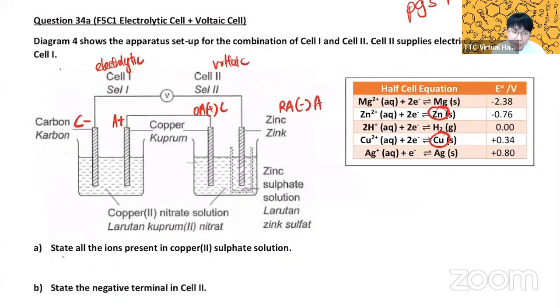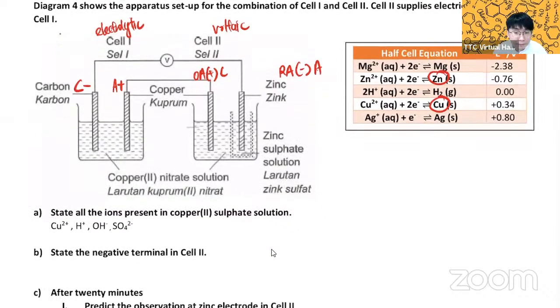Next, state all the ions present. Before I move on, guys, any question? Everything started from the voltaic cell, from the battery itself, by deciding your terminals, your anode and cathode. So what are the ions inside here? You have copper(II) sulfate, so Cu2+, SO4 2-, and then the solution has water, so H+ and OH-. So your answer should be something like this.